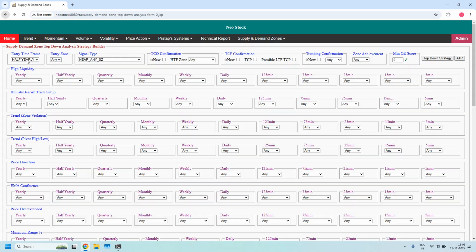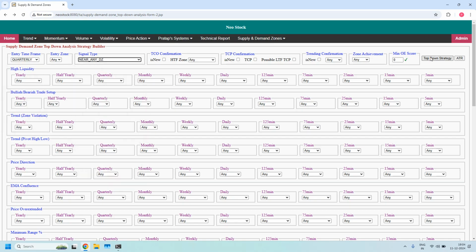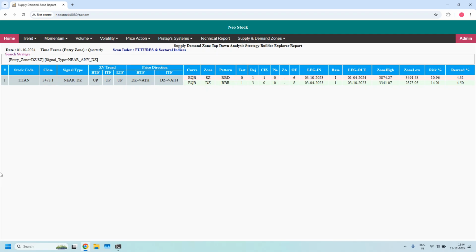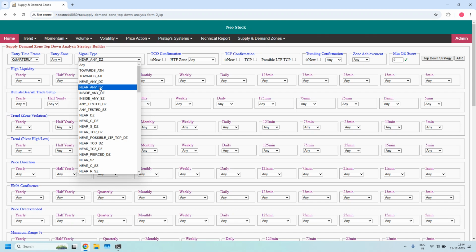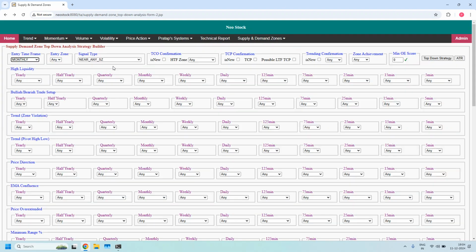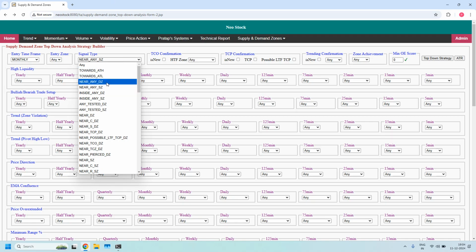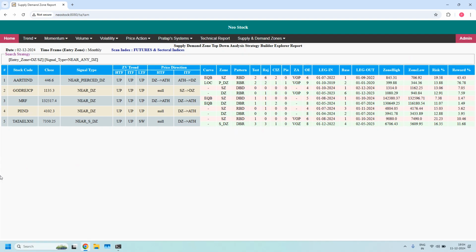Okay, now the next time frame is quarterly. Stocks near quarterly demand zone, one stock is filtered. Next, quarterly time frame, stocks near quarterly supply zone, 5 stocks are filtered. Next time frame is monthly, near monthly demand zone, 5 stocks are filtered.